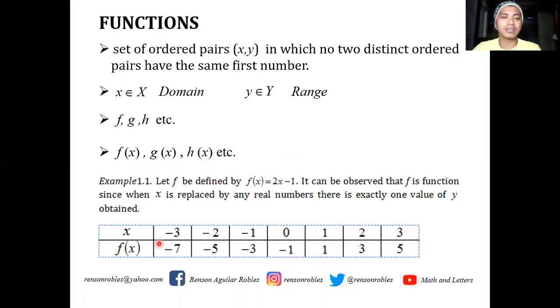And this set containing -3, -2, -1, 0, 1, 2, and 3 is the domain, and -7, -5, -3, -1, 1, 3, and 5 is called the range. And you will notice that no two or more ordered pairs have the same first number. So the relation f defined by f of x equals 2x minus 1 can be thought of as a function.